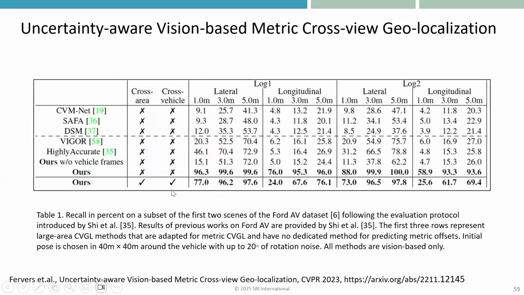And they were able to get nice results. You can see a big improvement over VIGOR, both for locating the vehicle laterally and longitudinally. Of course, the error is larger along the longitudinal, along the road, versus lateral. Within 1 meter, for instance, it's 96% in the lateral, but only 76% along the longitudinal, and 96% within 5 meters. And these were on the Ford AV data set.